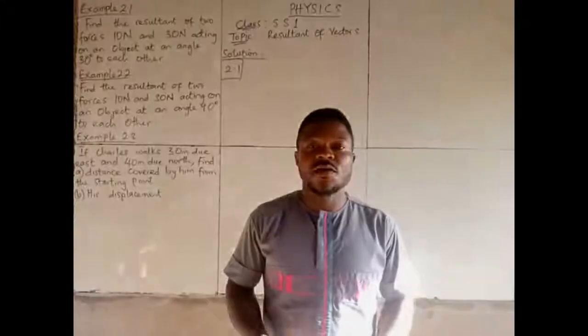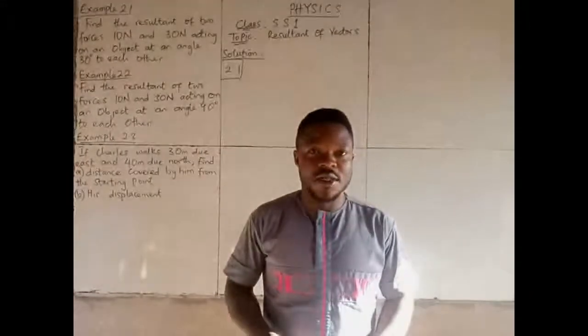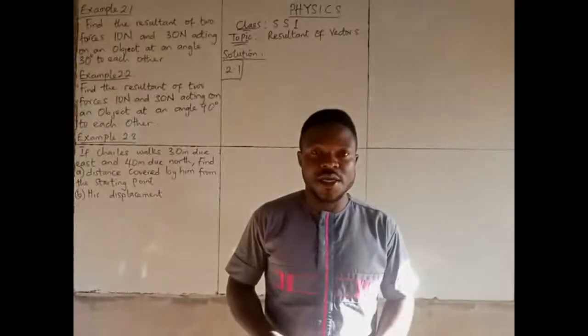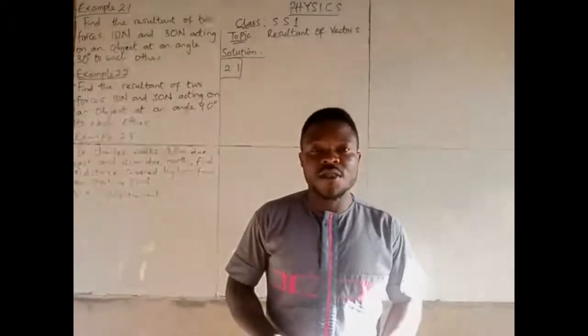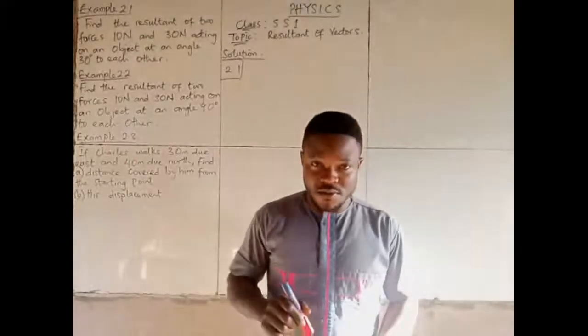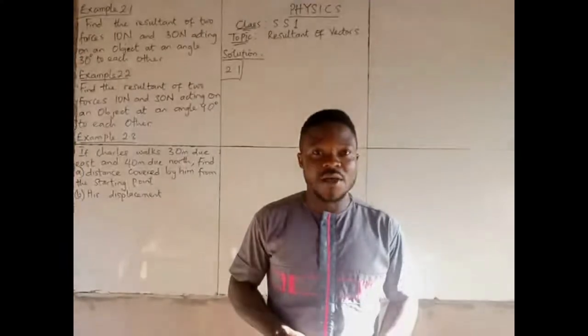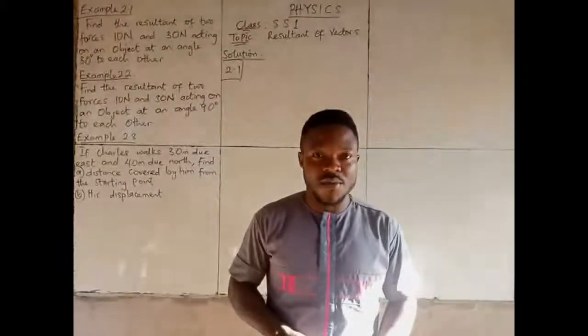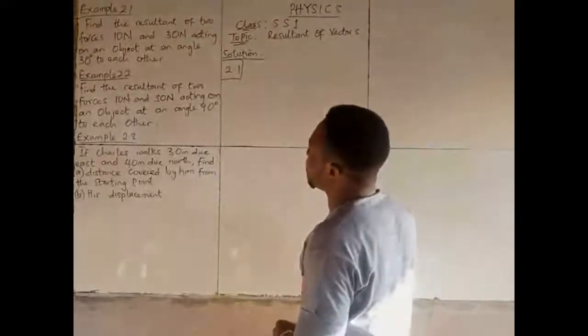Today we are going to be solving questions on resultant of vectors. The examples I gave to you in the previous slide, example 2.1, 2.2, 2.3. Example 2.1 is to be solved immediately after this class and sent to me 5 minutes after the class on my personal WhatsApp or my Gmail. Now, let's start. Example 2.1.